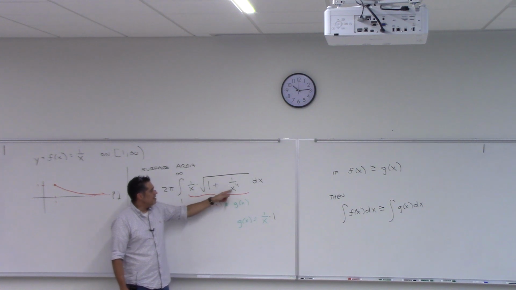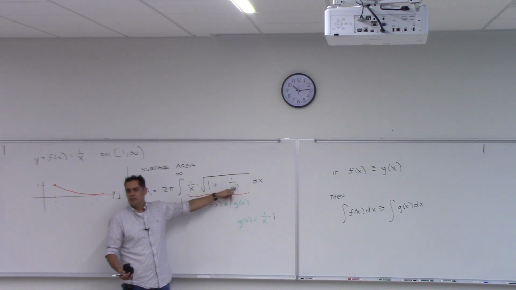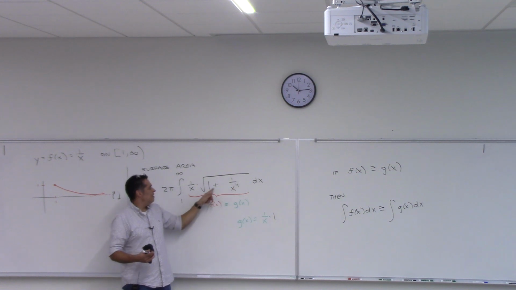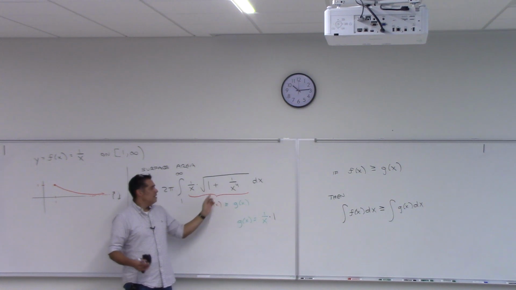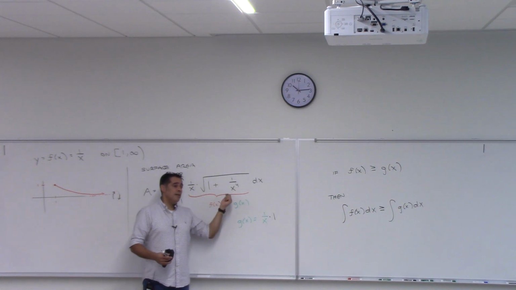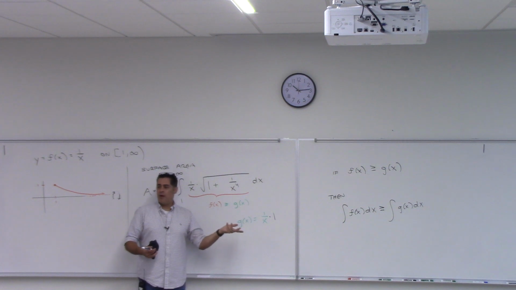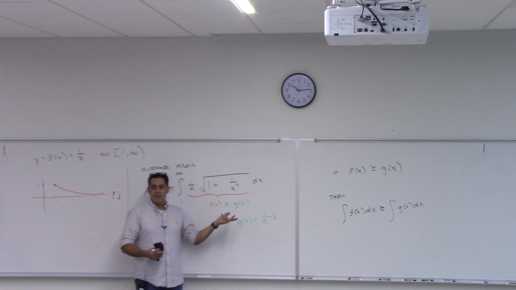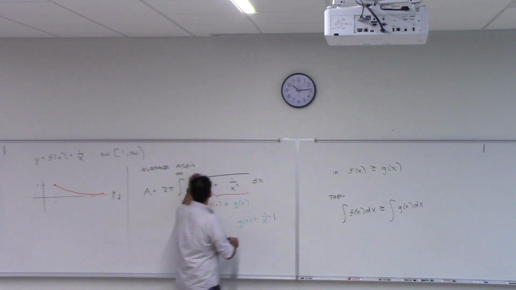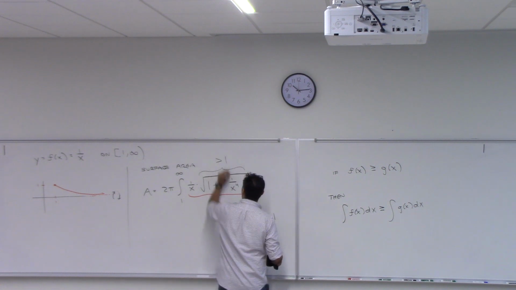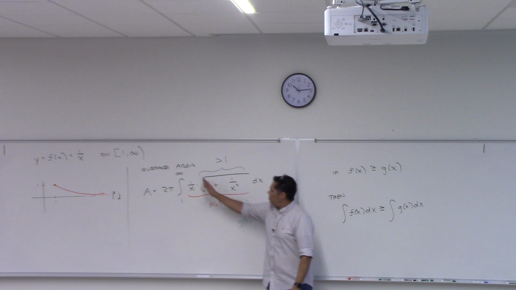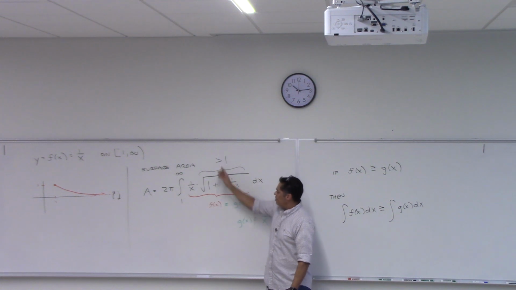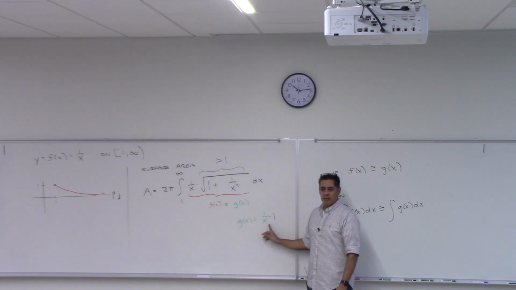What's 1 over any number to the 4th power? Positive, right? What's 1 plus a positive number? Positive, bigger than 1 though, right? Square root of a number that's bigger than 1 is still bigger than 1. This quantity right here is definitely bigger than 1. So 1 over x times a number bigger than 1 should be bigger than 1 over x, right?